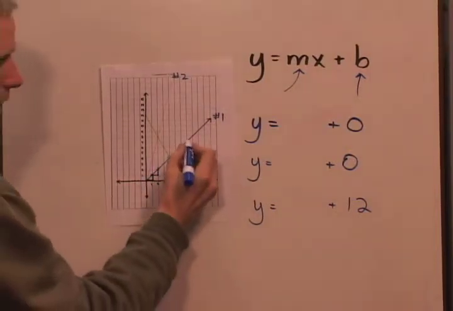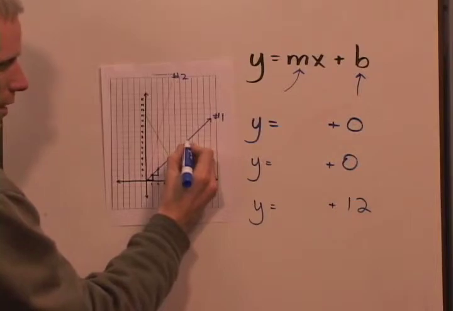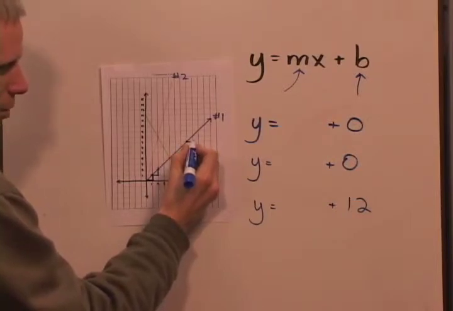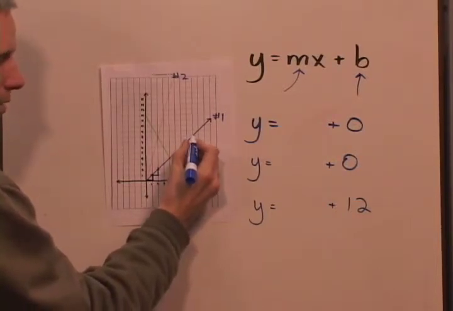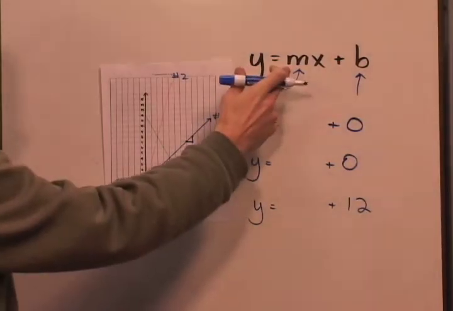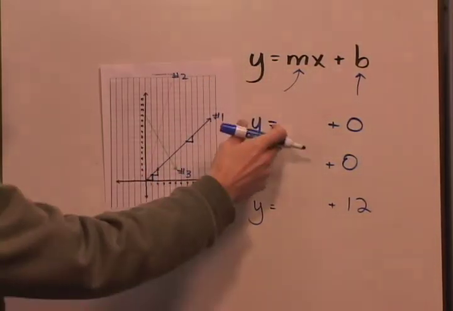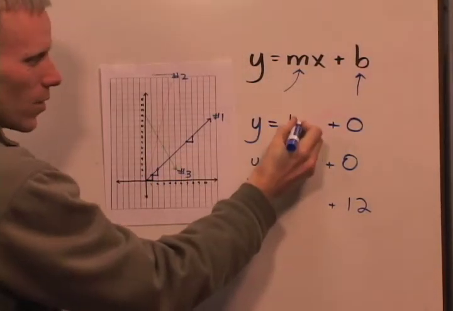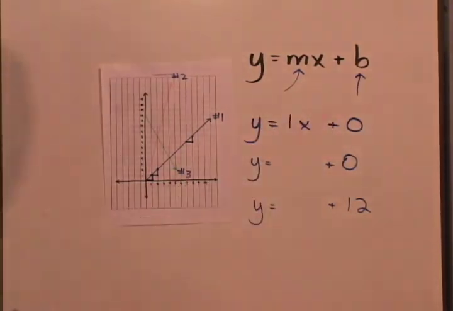And it doesn't matter where I do that. If I start here and increase my x value by 1, my y value goes up 1 unit as well. This is telling us over and over again that our rate of change is 1. So in our equation, we can say y equals 1x plus 0.